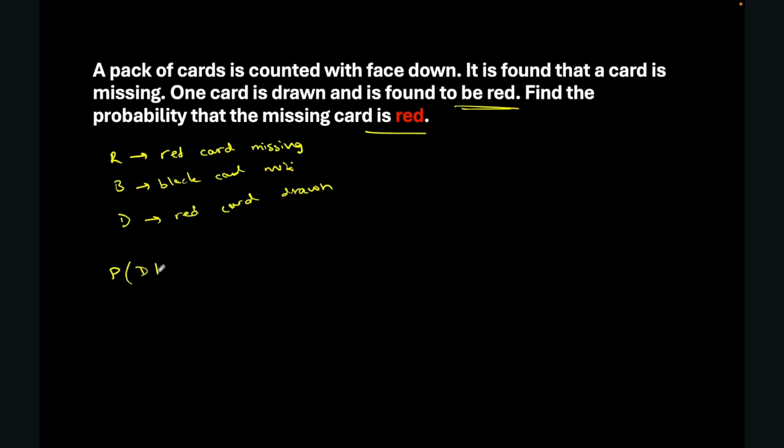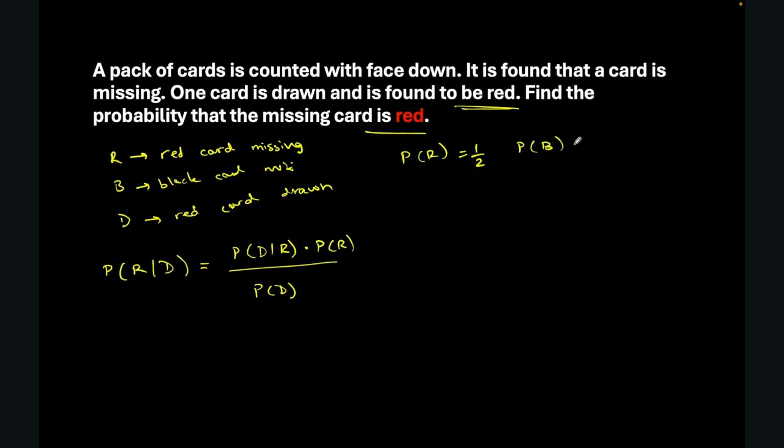So what we're told is to find the probability that the red card is missing given that the red card is drawn. Okay, so we can expand this as saying probability of red card being drawn, and I'm not gonna write the original formula. I'm just gonna write the reverse one. So I'm gonna write the other conditional one times probability of red card. Okay, like this. So we know that probability of red is half, and probability of black is also half.